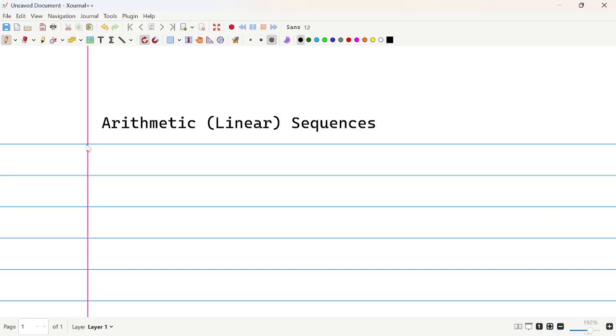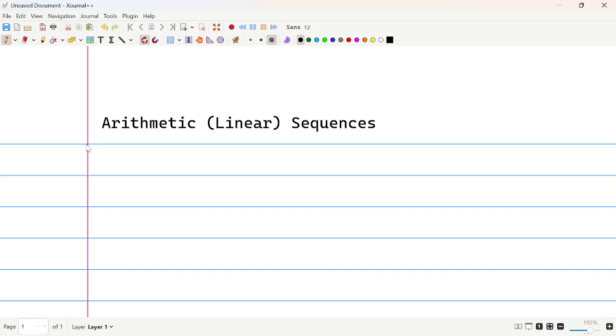Hello everybody. So for today's lesson, we're going to be going over number sequences and arithmetic sequences. Some schools also call it linear sequences, but arithmetic is also a way we say it, same thing. So let's get straight into it.